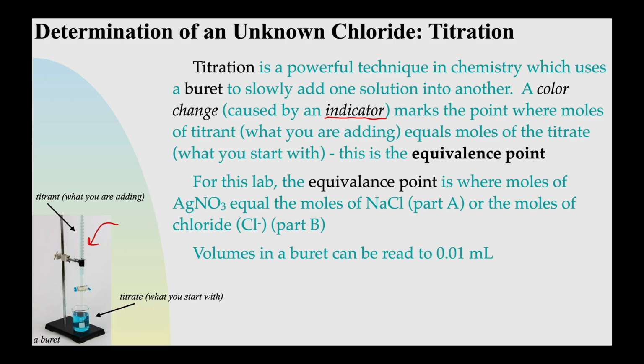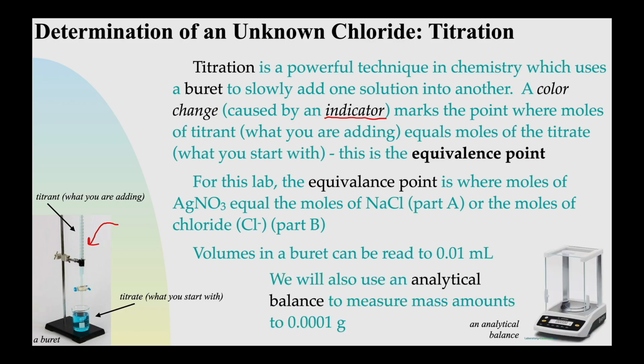Volumes in a burette can be read to the hundredth of a milliliter, so 0.01 milliliters. So if you do this lab in the actual laboratory setting, make sure that your measurements always go to a hundredth of a milliliter. In addition to using a burette, we're also going to use a new type of balance for this particular experiment called an analytical balance. Analytical balances go out to a 10,000th of a gram. So they go out to 0.0001 grams. It's pretty amazing.